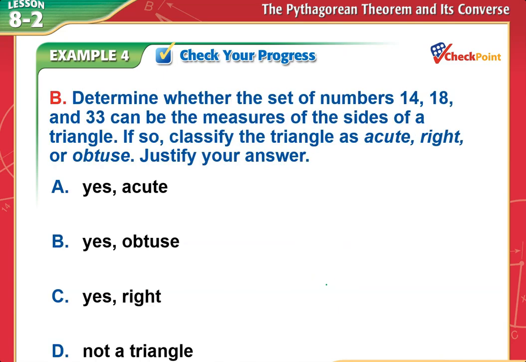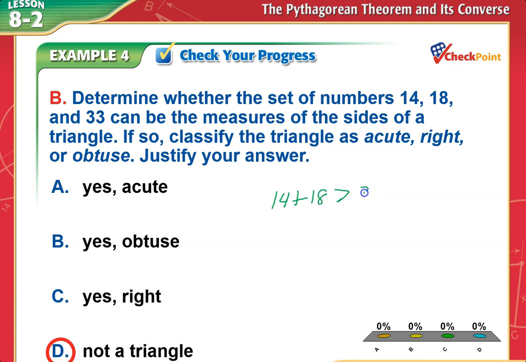Okay, determine whether the set of numbers 14, 18, and 33 can be measures of sides of a triangle. Okay, we're going to pause the video and see if you can get the right answer. Not a triangle. And the reason right away is because 14 plus 18 should be greater than 33. But it's not, because 32 is less than 33.